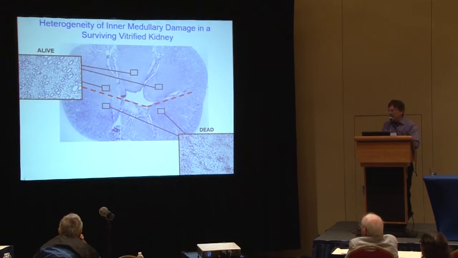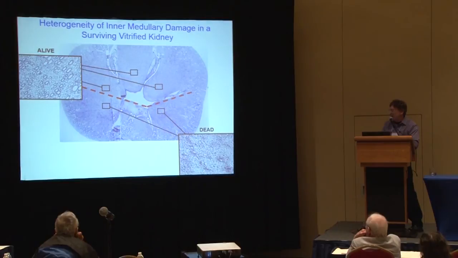By the way, before we go there, I just have to say that this heterogeneity of the inner medulla was observed in that surviving kidney, and is probably the reason why the kidney didn't function very well. It turned out that half of the kidney had normal surviving histology after we took this kidney out of the animal 48 days after we transplanted it, but the other half of the kidney had dead inner medulla. So this problem has persisted over a long period of time.